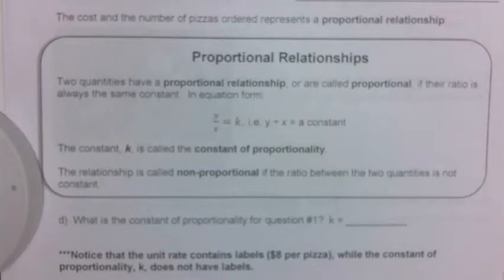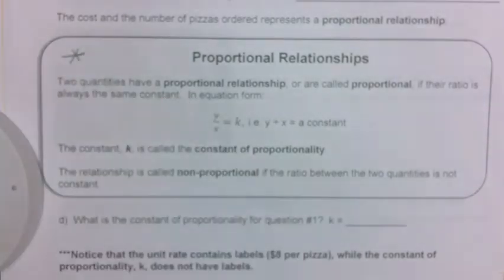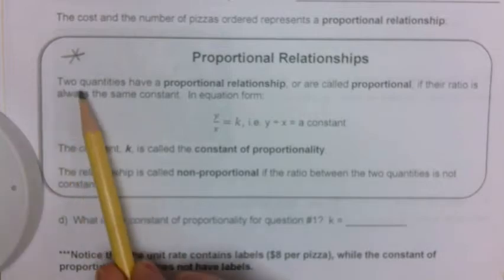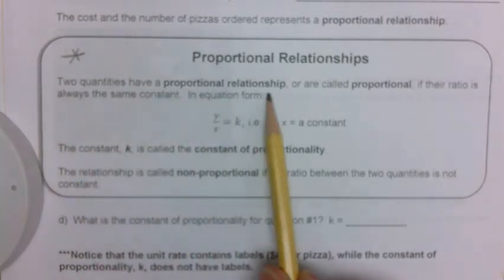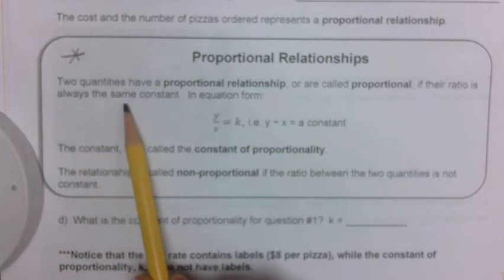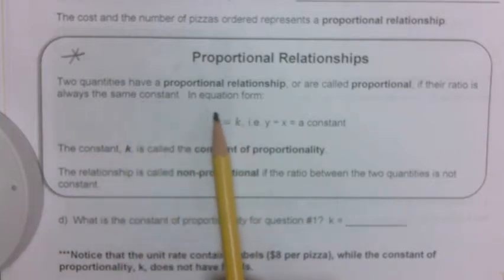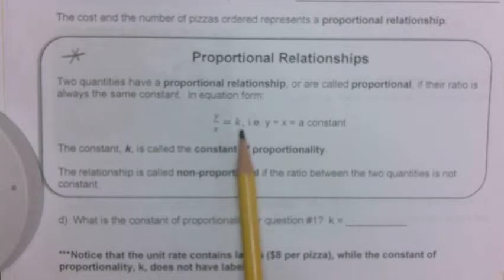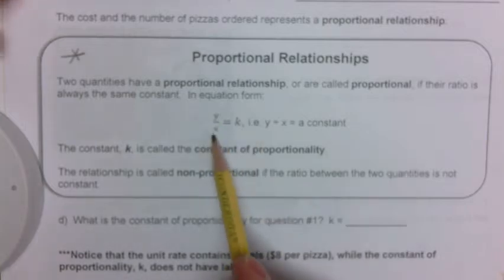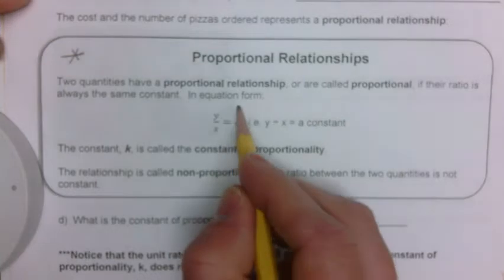We just saw that the cost and the number of pizzas ordered in the last example was a proportional relationship. In the box, this is our definition for a proportional relationship. Two quantities have a proportional relationship or are called proportional if their ratio is always the same constant. In equation form, y divided by x equals k. Some number divided by another number will always equal k, which is some constant.